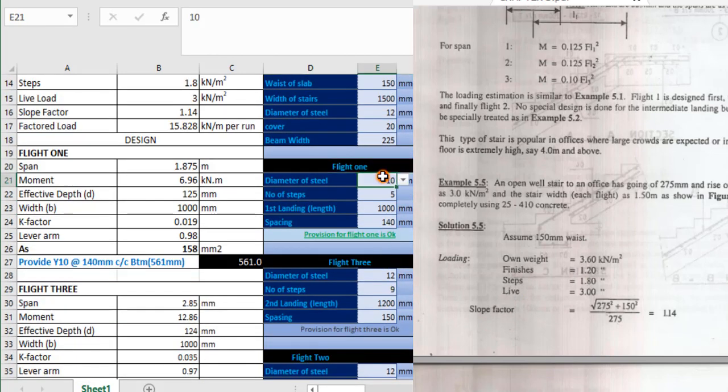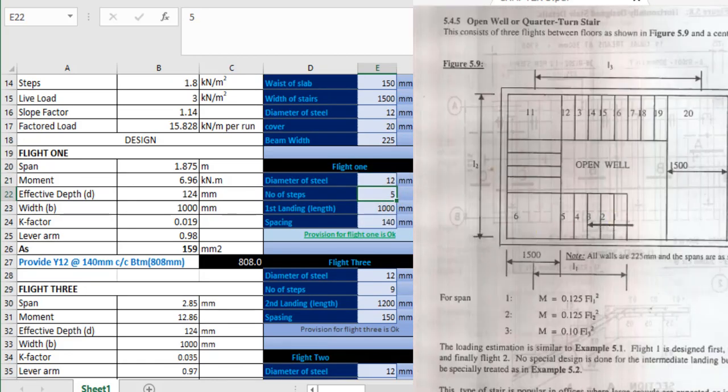Now, the diameter of steel is 12. The steps for flight 1 is 5. The first landing is 1,500. Let's look at what spacing we use. Let's see, 200. Y over 200 works.